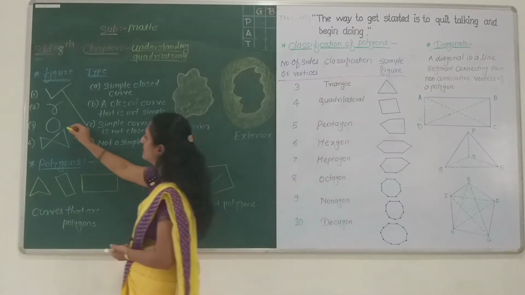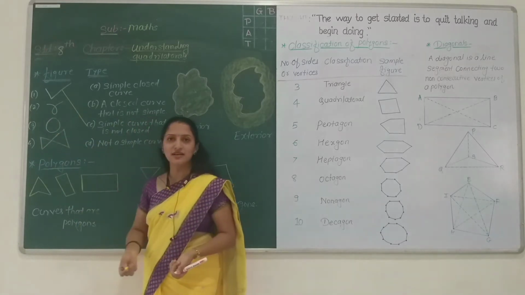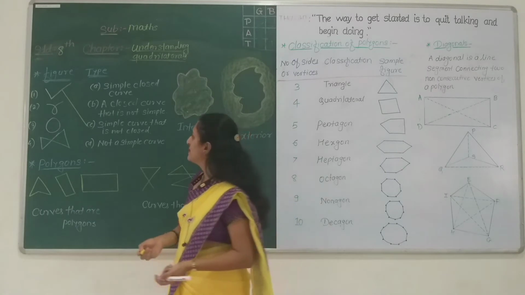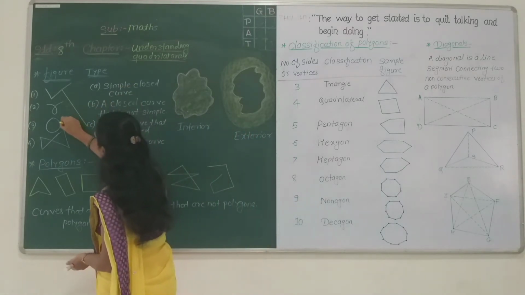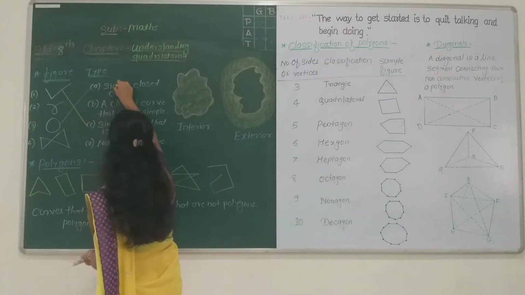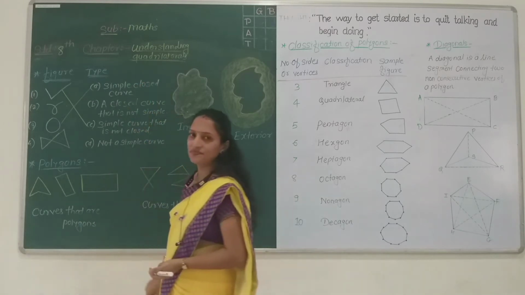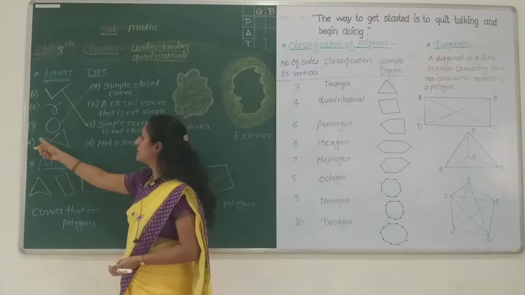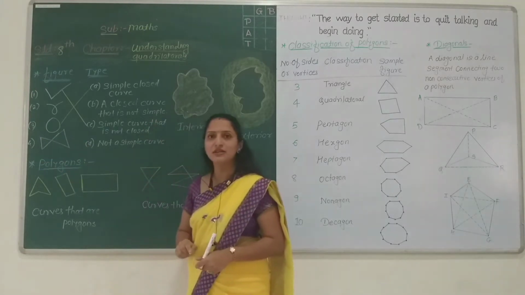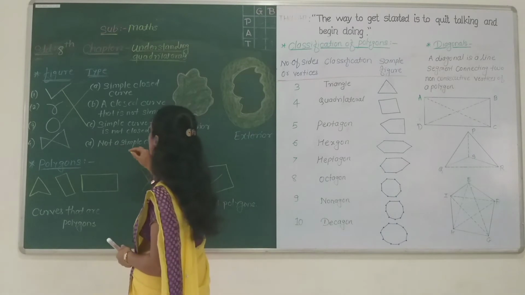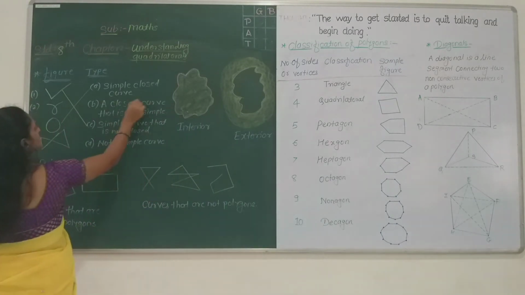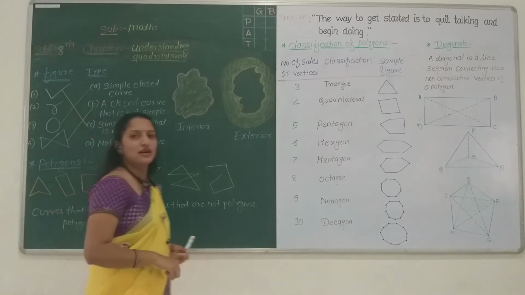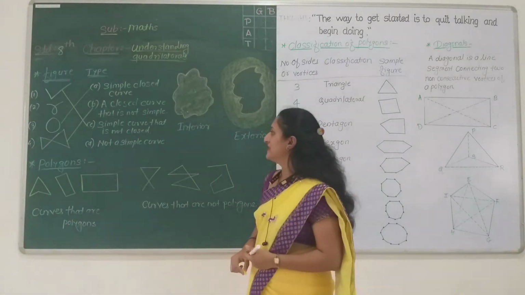Now look at the third figure. It is a circle, and a circle is a closed figure. So figure 3 matches with A, simple closed curve. Look at the fourth figure here. This is a closed curve, but is it simple? No. So it is a closed curve that is not simple. That means 4 matches with B.